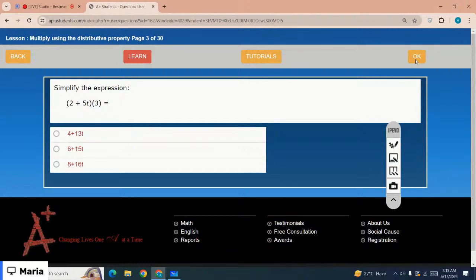The next one is you have to do 3 times 2 plus 5t. So which is the correct option? 3 times 2 is 6 and 3 times 5 is 15. So that is 6 plus 15t. Very good. Option number 2 is the correct option.